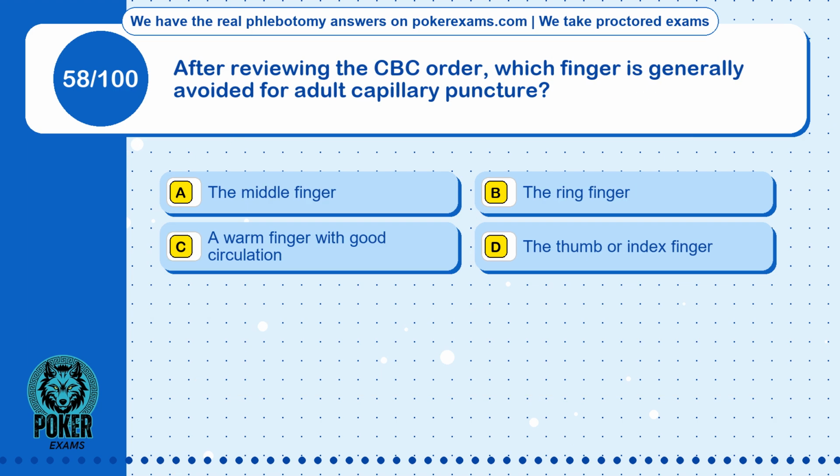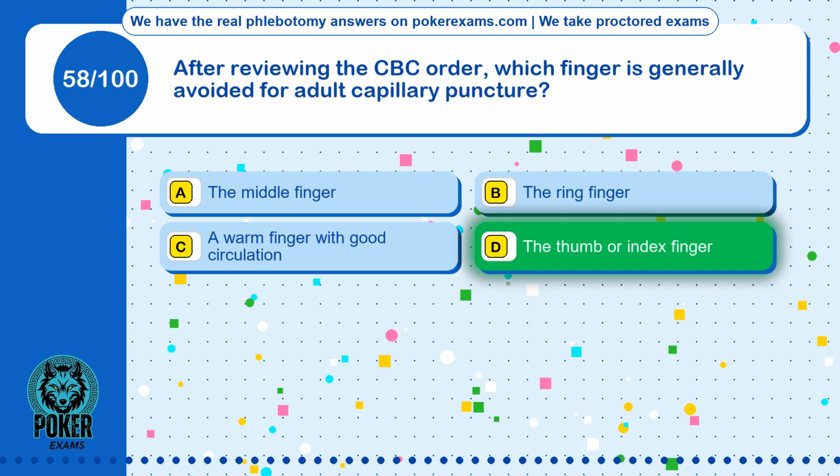Question 58. After reviewing the CBC order, which finger is generally avoided for adult capillary puncture? Option A. The middle finger. Option B. The ring finger. Option C. A warm finger with good circulation. Option D. The thumb or index finger.